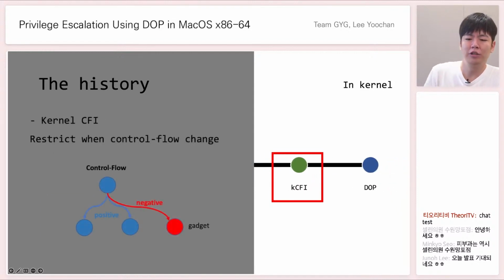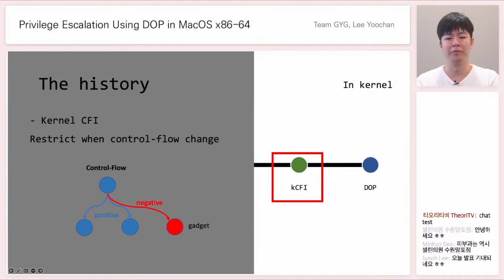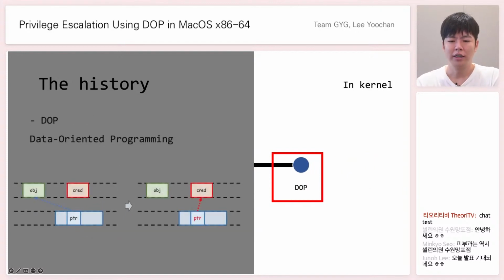As ROP continued to flourish due to information leakage, control flow integrity mitigation was developed. This mitigation constrains control flow changes at the point where they occur, so they can't jump anywhere. If this mitigation becomes widespread, the ROP technique will fade. The latest exploit technique is data-oriented programming, which is the main subject of this presentation.